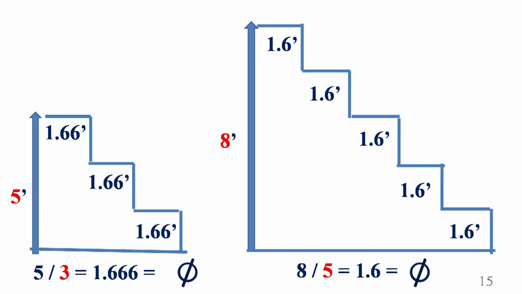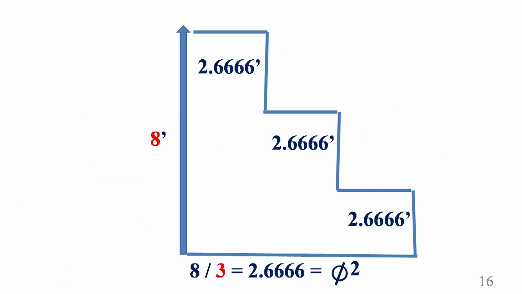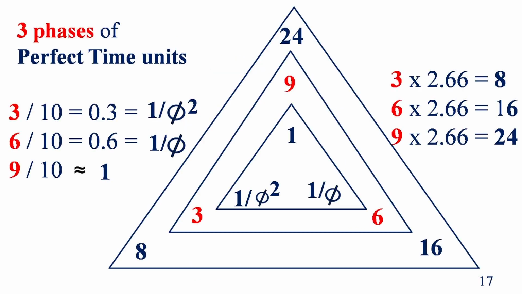The ratio between 5 and 3 is pi. And similarly, the ratio between 8 and 5 is also pi. The ratio between 8 and 3 is pi square. If we divide the Tesla numbers 3, 6, 9 by the number 10, then we get 1 by pi square, 1 by pi and 1 respectively.